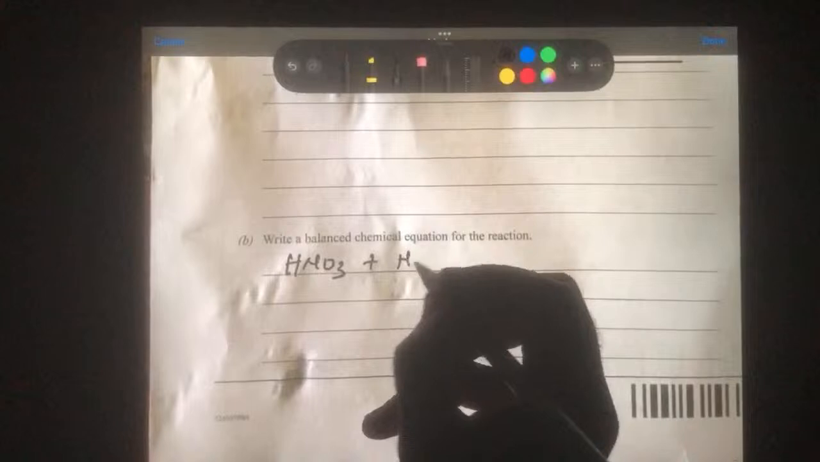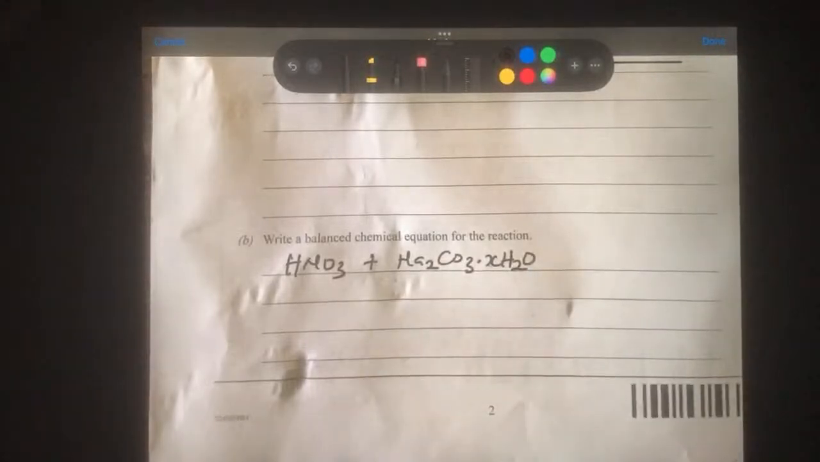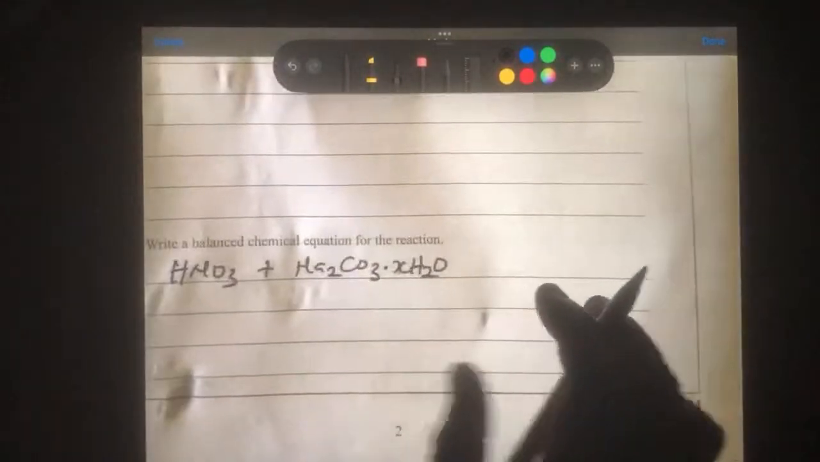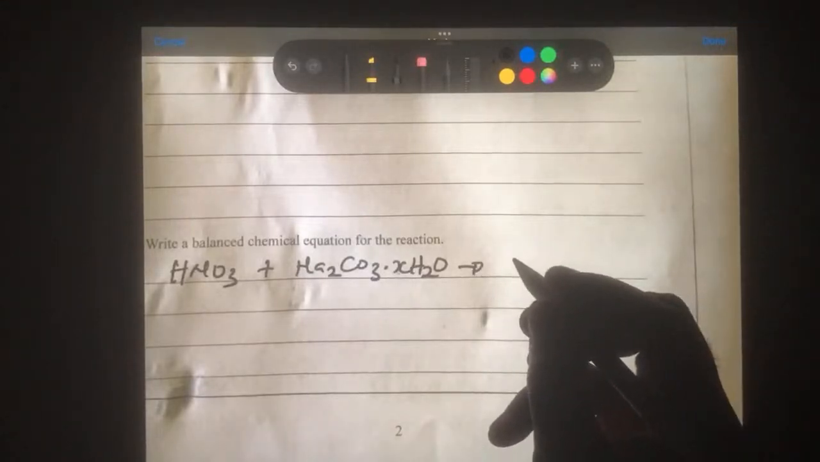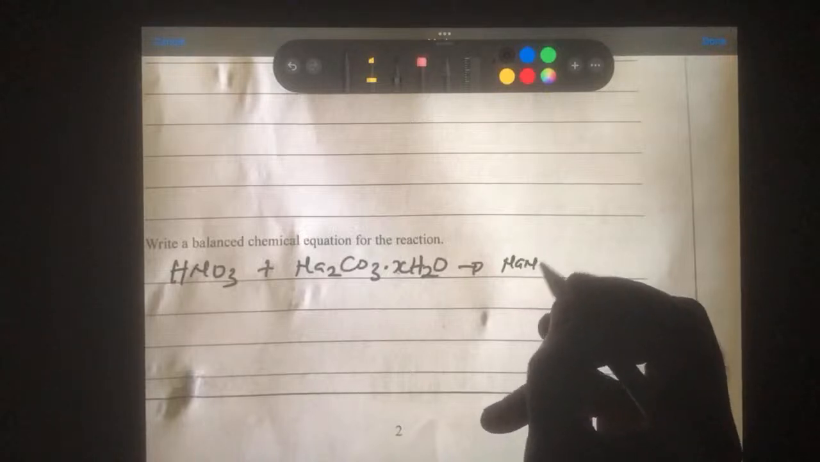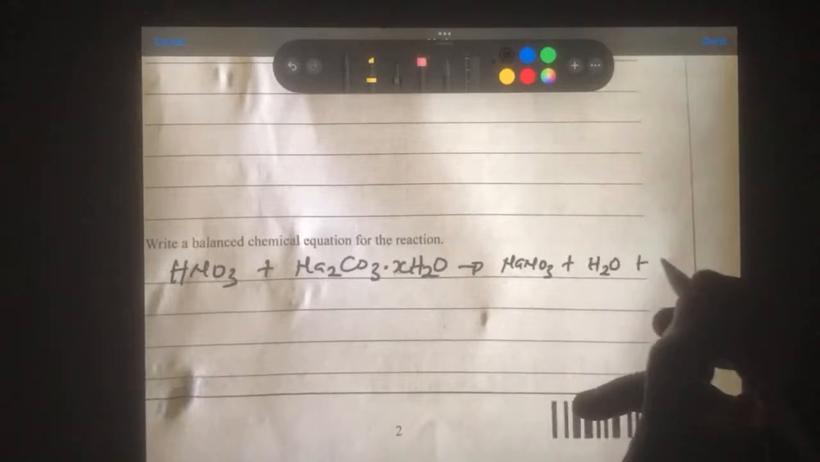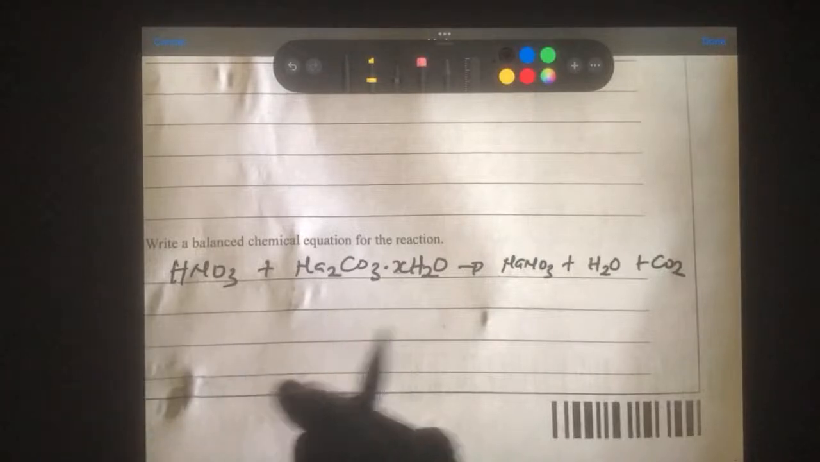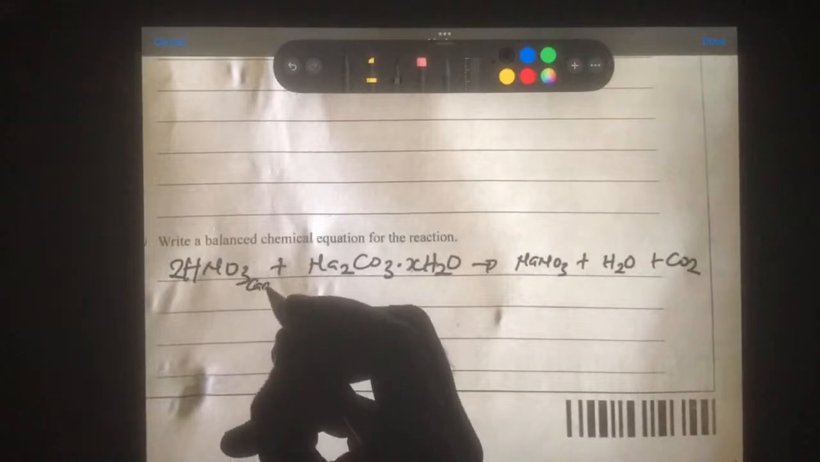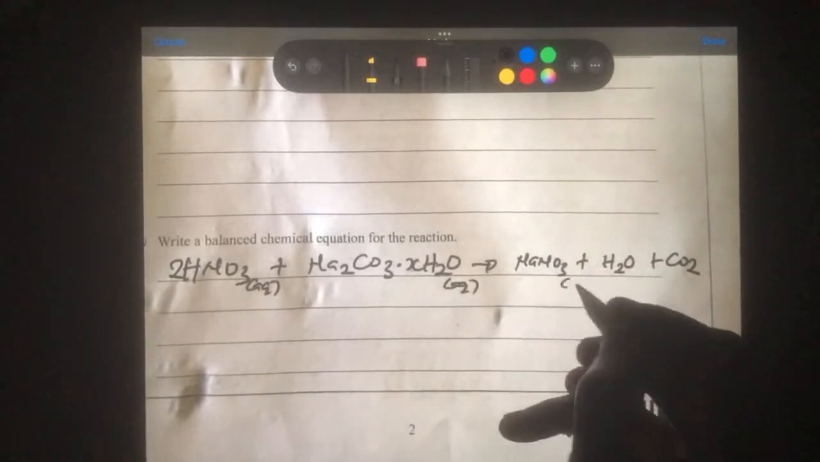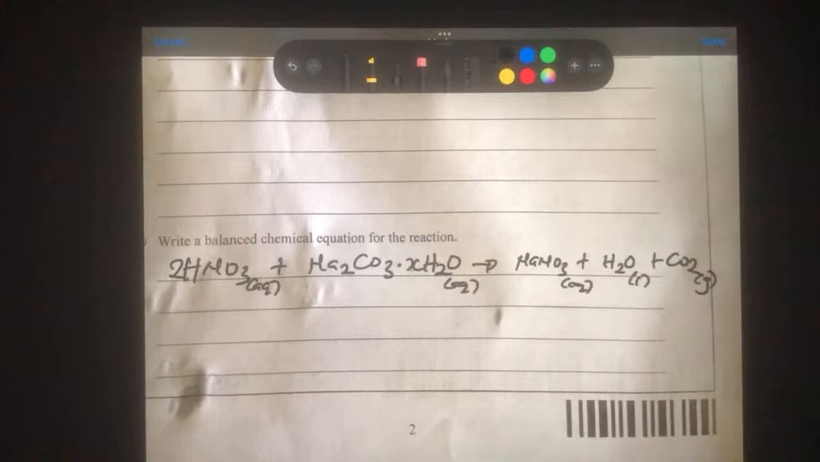HNO3 plus Na2CO3 dot XH2O to give you definitely there will be sodium nitrate plus water plus CO2. Then because hydrogen is 2 here and is 1 here, we put 2 here. States of matter is necessary: aqueous, aqueous, aqueous, liquid, and gas. These are necessary, of course.